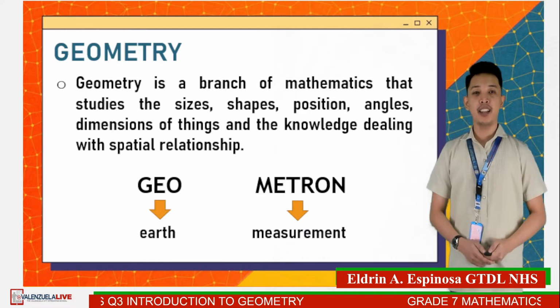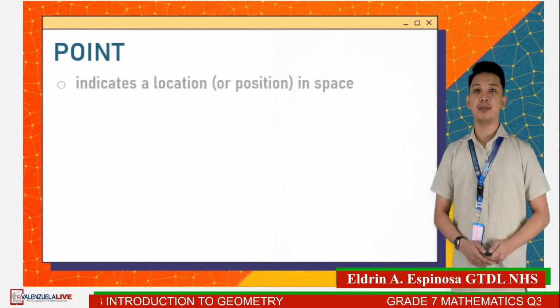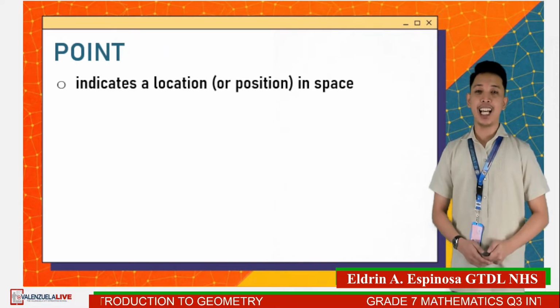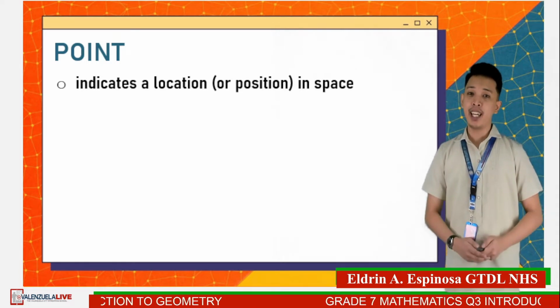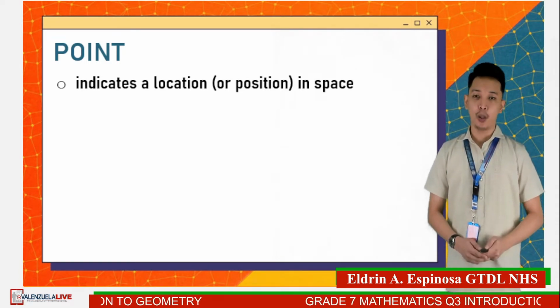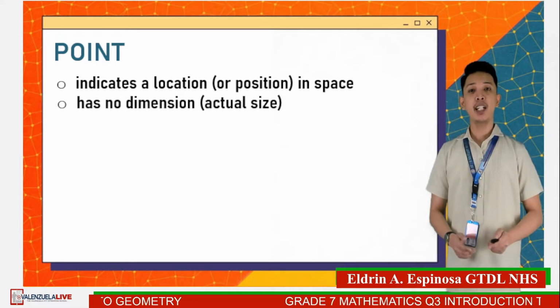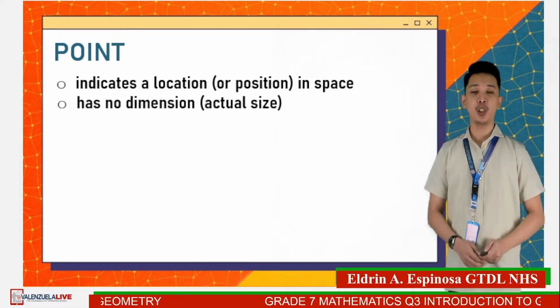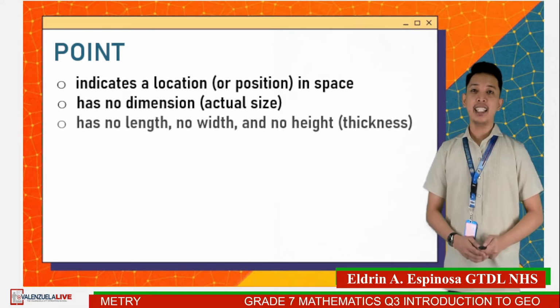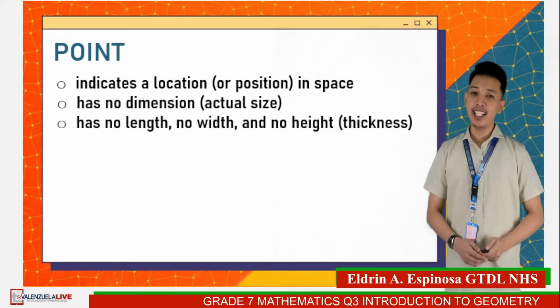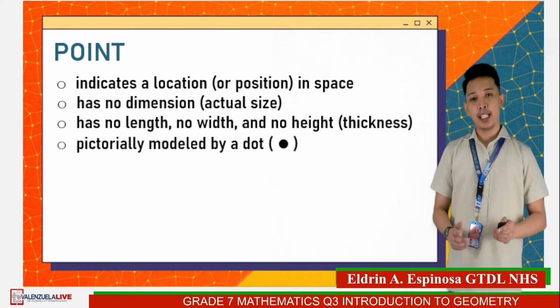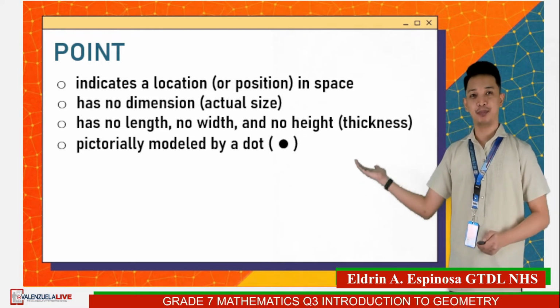Let's start with point. Point indicates a location or position in space. When we say space, it is the set of all points. Furthermore, point has no dimension or actual size. It has no length, no width, and no height or thickness. It is pictorially modeled by a dot.